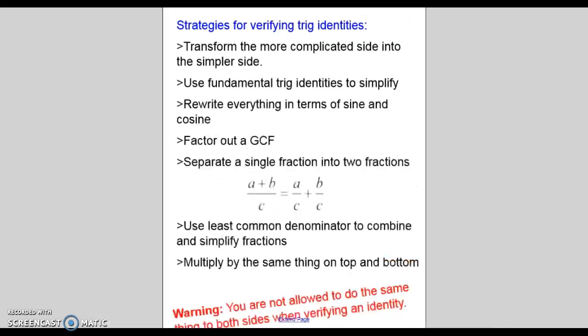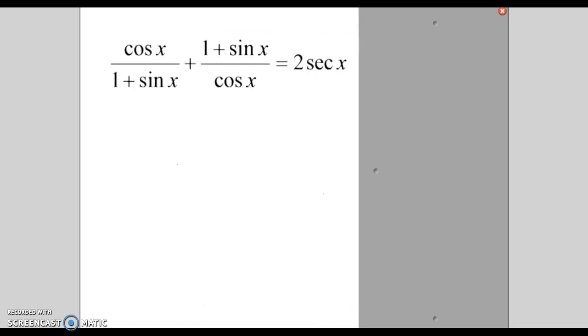So here are the strategies we talked about last week. We've looked at many of these, and today we're going to try a few more of these as we do some of these problems. So here's the first example we're going to look at. Now, as we're going through these, if you ever want to pause the video, try some of it on your own, I think that is a great idea.